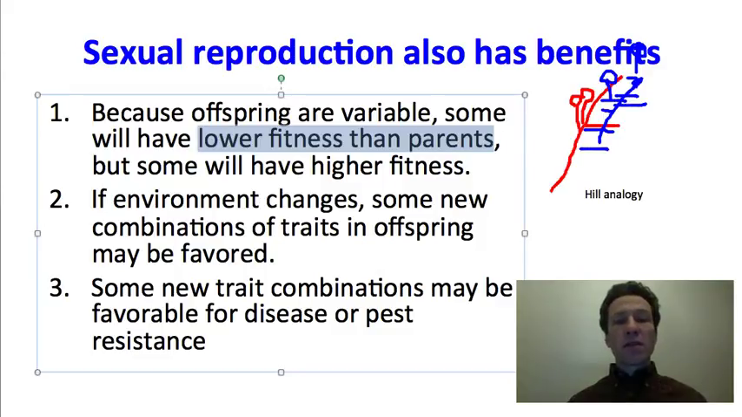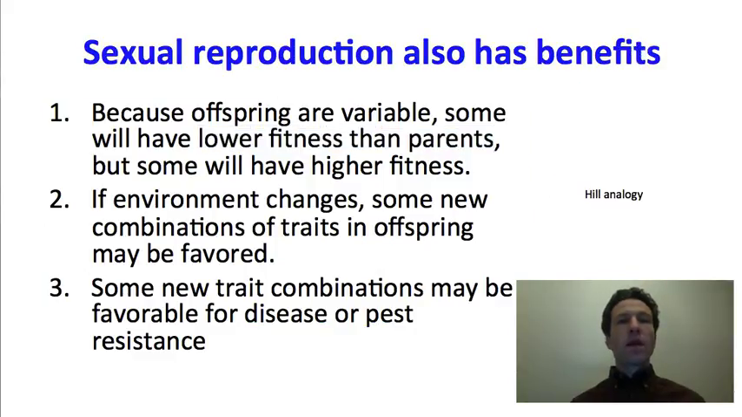Similarly, the conditions for pests are constantly changing. And so even if there isn't some bad pest in this generation, there might be a bad pest in the next generation. And so again, by having offspring that have a wide variety of different traits, then at least some of those combinations of traits might let some of the offspring survive that disease or that pest. So because there is diversity with sexual reproduction, there can be advantages.